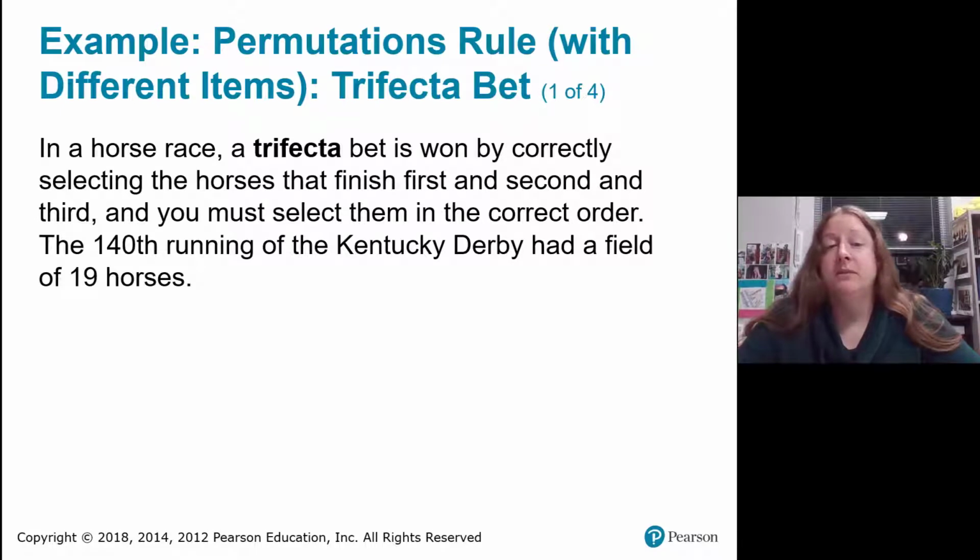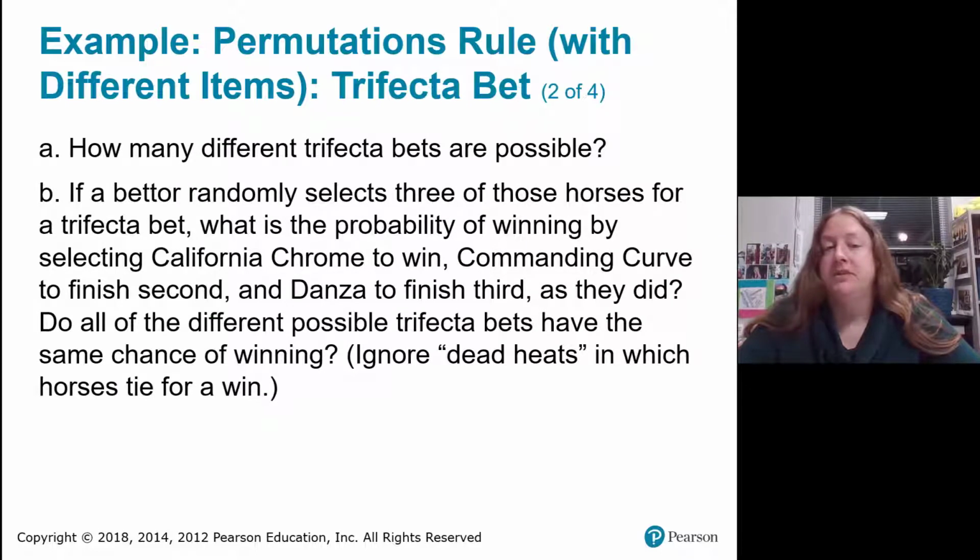So in a horse race, a trifecta bet is won by correctly selecting the horses that finished first, second, and third, and you must select them in the correct order. So looking at the 140th running of the Kentucky Derby, there were a field of 19 horses. So we want to know how many different trifecta bets are possible, and if a bettor randomly selects 3 of those horses for a trifecta bet, what is the probability of winning by selecting California Chrome to win, Commanding Curve to finish second, and Danza to finish third, as they did? So what's the odds of winning this trifecta bet? Do all the different possible trifecta bets have the same chance of winning? And we can ignore dead heats, or ties.